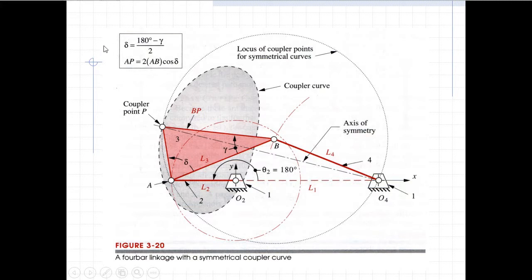Here, up at the top, we show a couple of extra equations. We show an equation where we have a value delta, which is equal to (180 minus gamma) over 2. This is just a figure that helps us find particular curves in the back of your text. And we also have AP, the distance from A to the coupler point, which is equal to 2 times the distance AB, which is equal to L3, the coupler length, times the cosine of that angle delta.